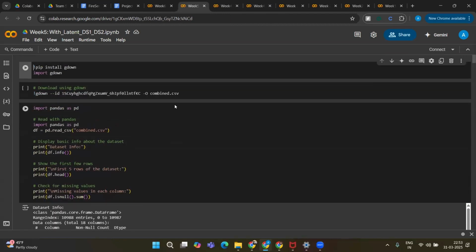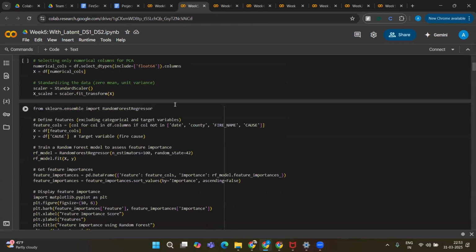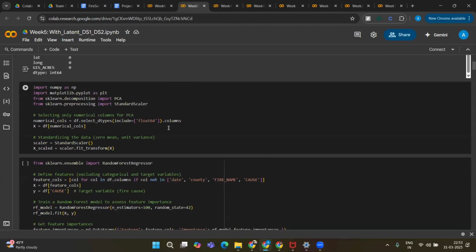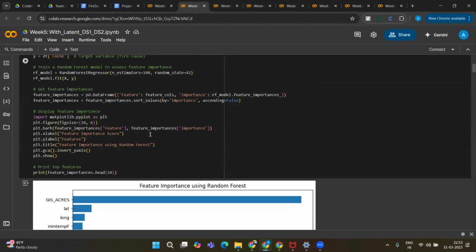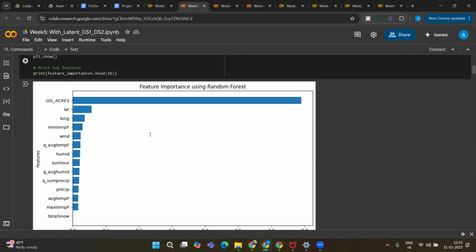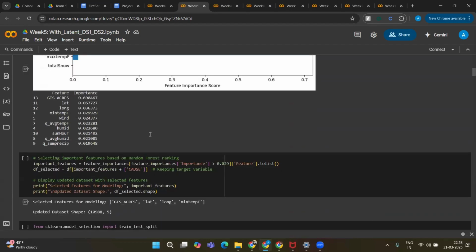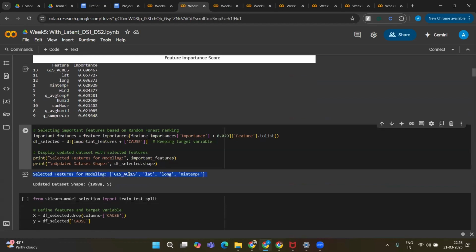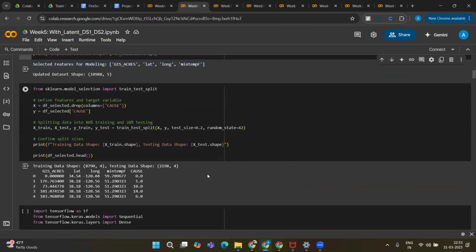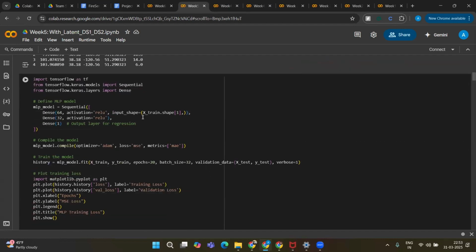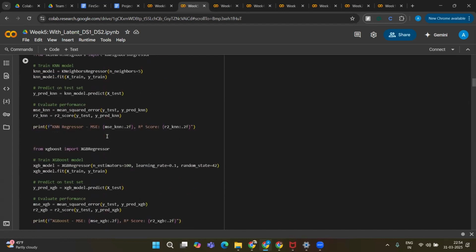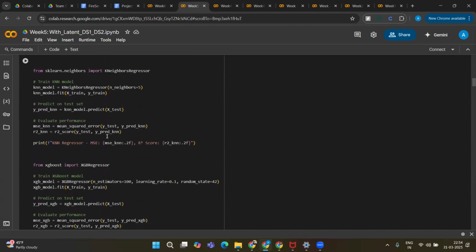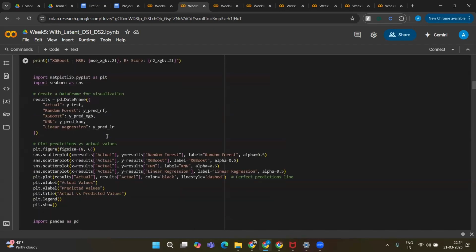between data sets. So here you can see we have downloaded the data, checked some null values, and did some analysis over that. And we have taken the principal component analysis, standard scaler, and then we did a random forest regressor and plotted the feature importance. Whichever have the more importance, we have taken those selected features, and we have split the data into training and testing data set, and we are defining the MLP model over here, compiling and training, and then training loss over here. We have taken linear regression, random forest regressor, KNN regressor, and XGBoost regressor.